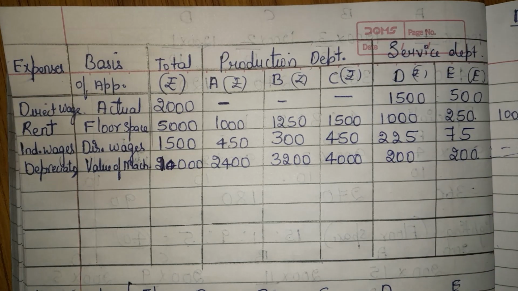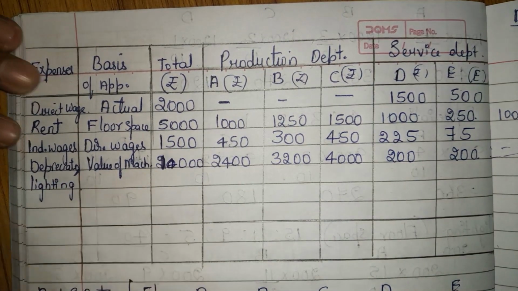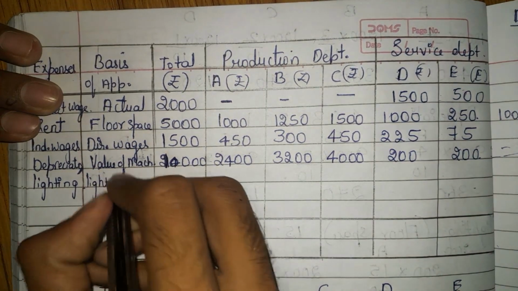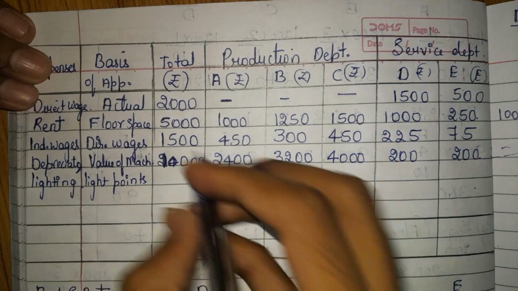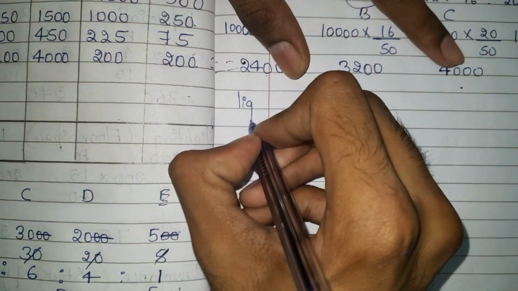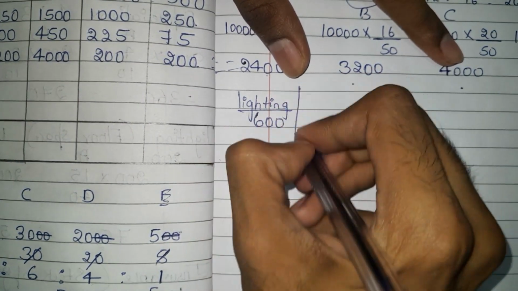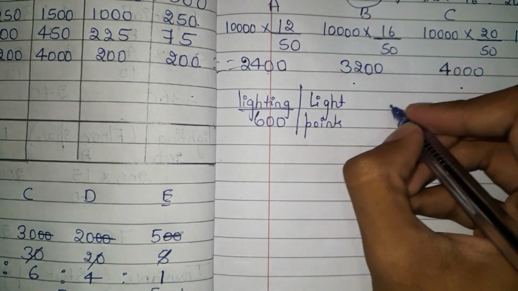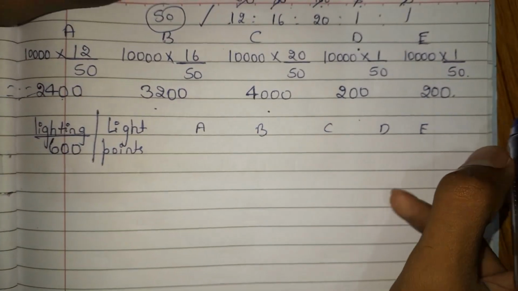Now next we are having lighting, general lighting. So lighting will be based on the number of light points. What is the total lighting expenses? It is 600 rupees. Now let us try to divide this. We have lighting expenses, that is 600 rupees. This will be on the number of light points we are having. Now A department, B department, C department, D department and E department are there.